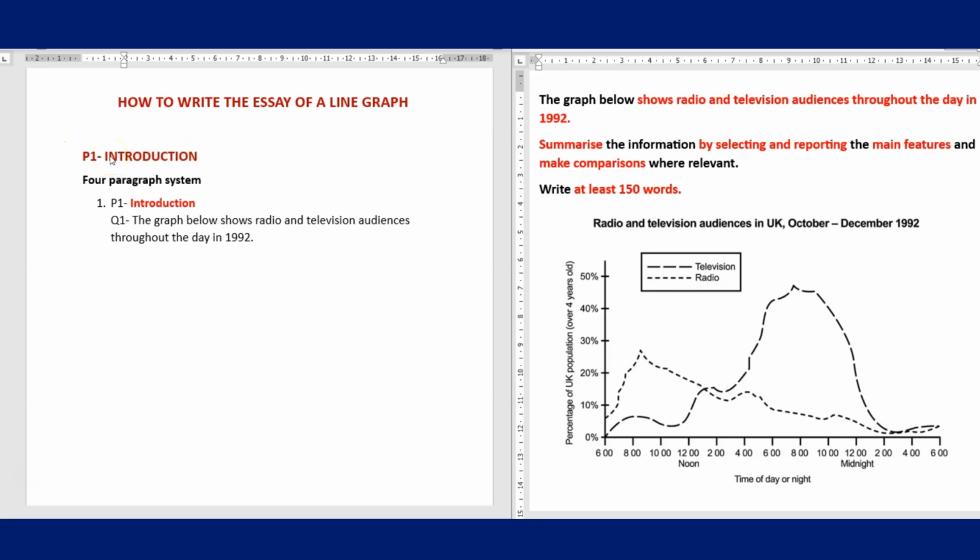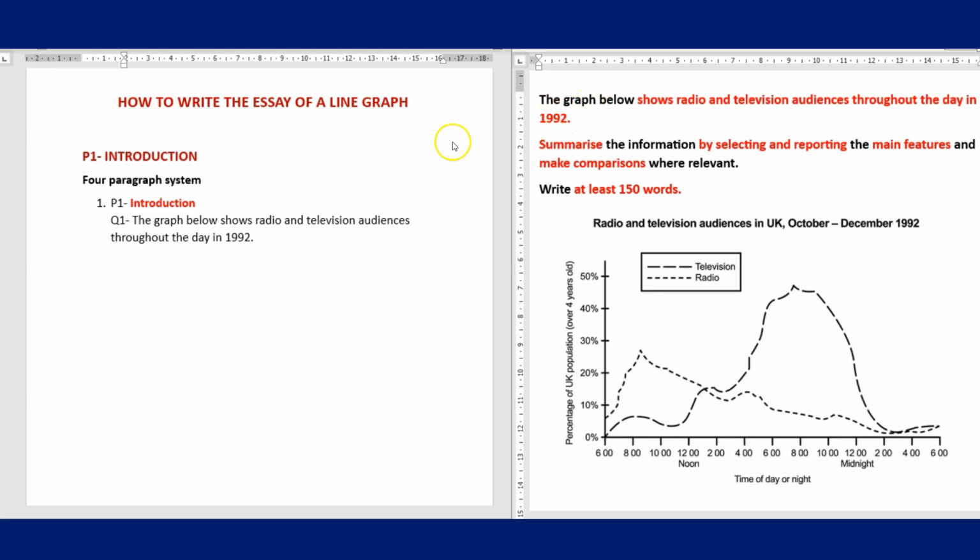When writing the introduction, it's simply for you to rephrase what has been said within the question. That is, you are telling the audience that this is what the graph is about in your own words. You don't have to copy what is here. Okay, you don't have to copy the question. If you remember, when we were dealing with the marking criteria, we said when you do that, you are actually reducing your band score.